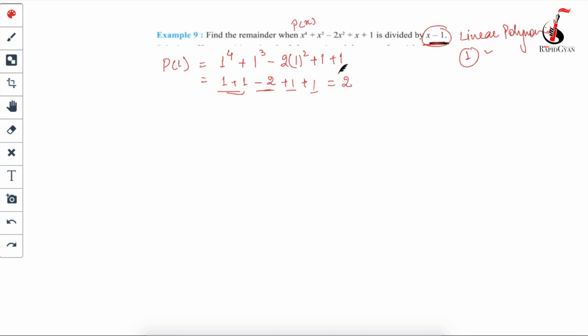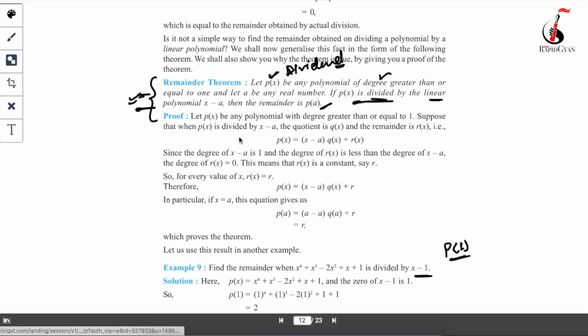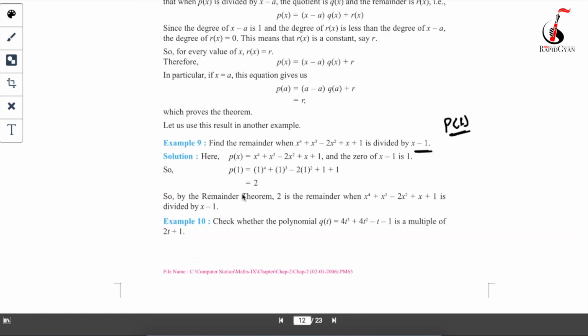So they are saying if you divide this polynomial x to the power 4 plus x cube minus 2x square plus x plus 1 by x minus 1, then in this case your remainder will be 2. This is what they are saying. Okay, so this is your remainder theorem. Hope it's clear, guys. This is your remainder theorem.